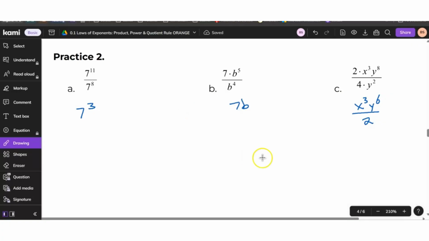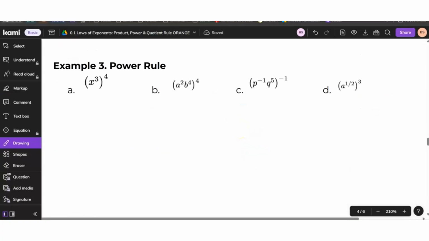All right. One more practice set here. So then we've got power rule, right? So this is when we multiply the exponents this time. So this is going to become x to the power of 12. Exactly, right? 3 times 4.